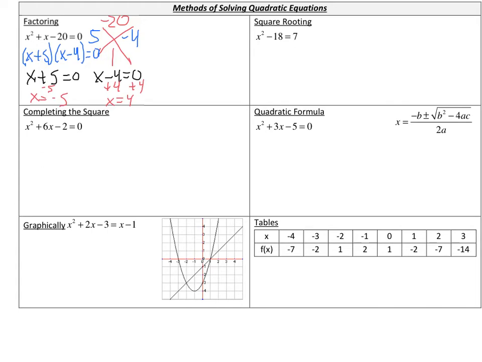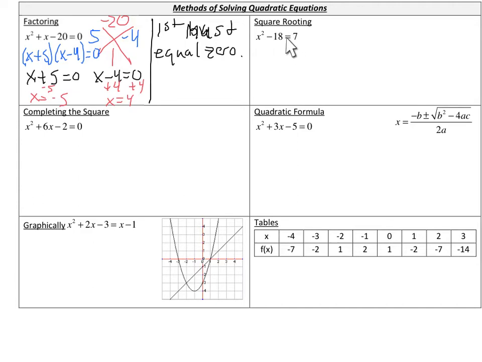Now, something I need to highlight here is that in order to solve by factoring, it has to equal 0. If that right there was a 5 or a 6, you first have to move it over. You cannot solve by factoring if there's a number here to start with. Got it? So let's write that down. In order to solve by factoring, you first must make it equal to 0.